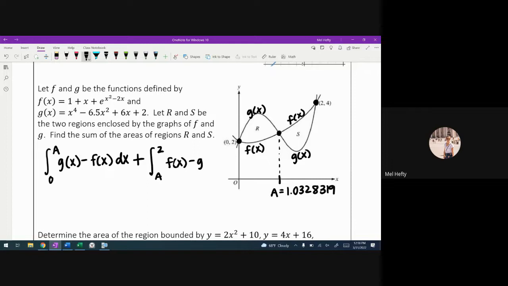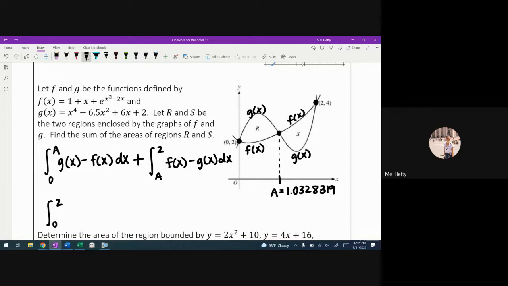I'm going to show you a separate way where you can. All right. So Herbie's asking a really good question. Why can't I just go from 0 to 2? Well, the direction of my subtraction is definitely going to matter here, right? One time f is on top, other time g is on top. So it does matter which way I'm subtracting.